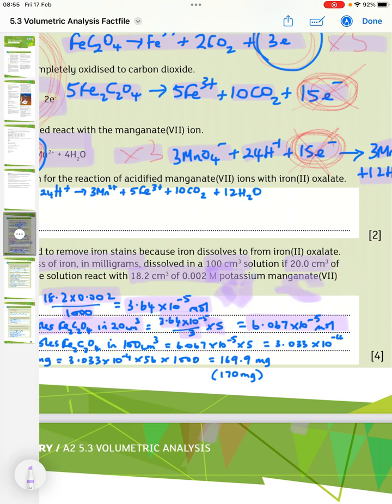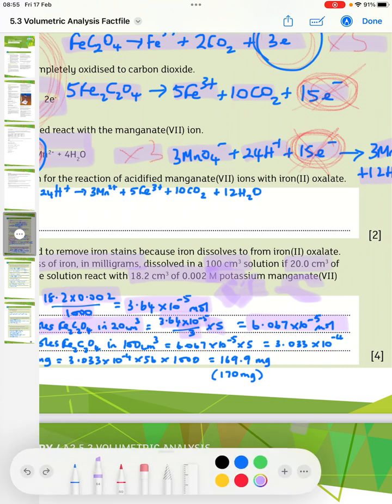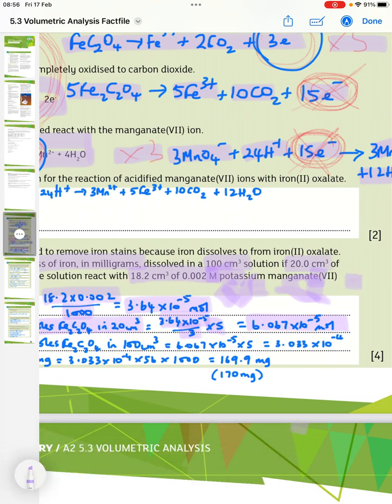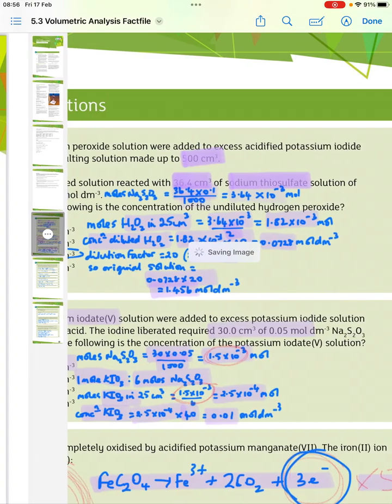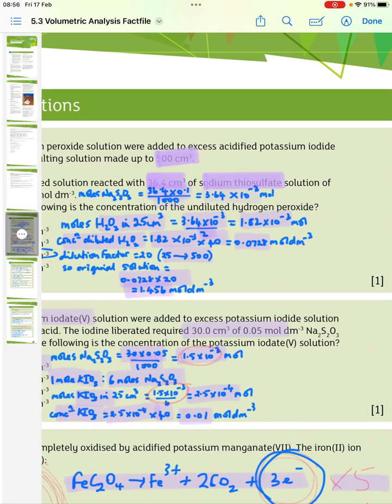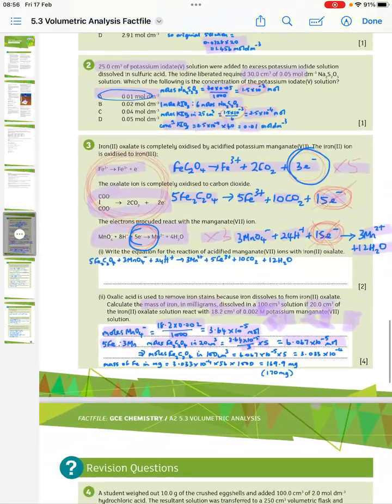Now, the next bit we need to do is, I've lost control of my page.